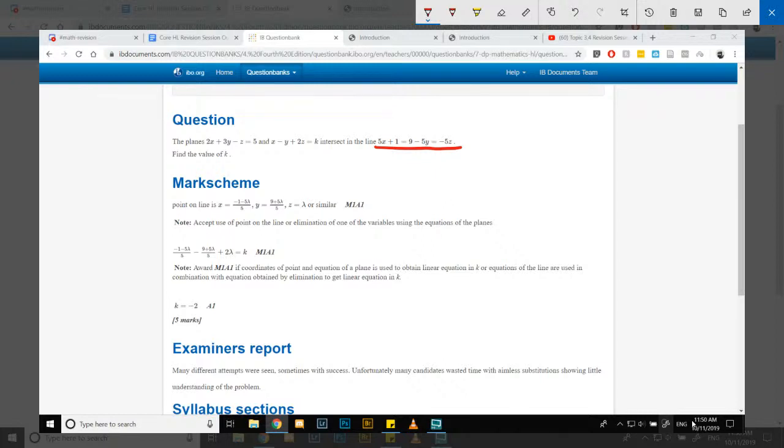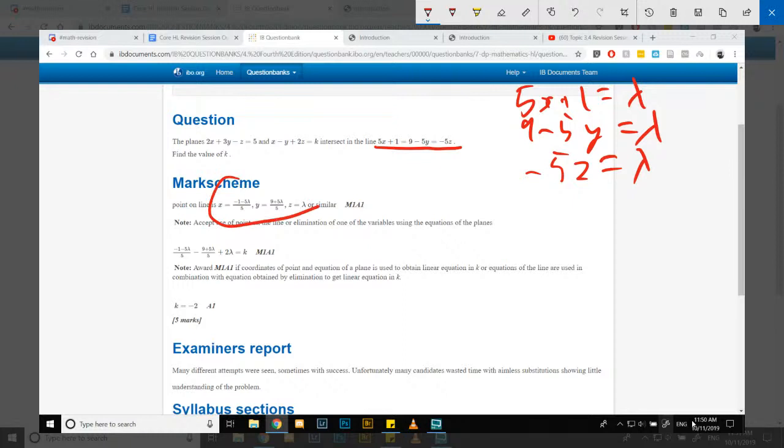So what they did to find the points at which each one is intersecting is they said 5x plus 1 is equal to some constant scalar lambda, which is a parameter. Then you have 9 minus 5y, which is also some parametric lambda, and then negative 5z, which is also some parametric lambda. Then they calculated and got these three values right over here, and that's how they figured out what the values are.